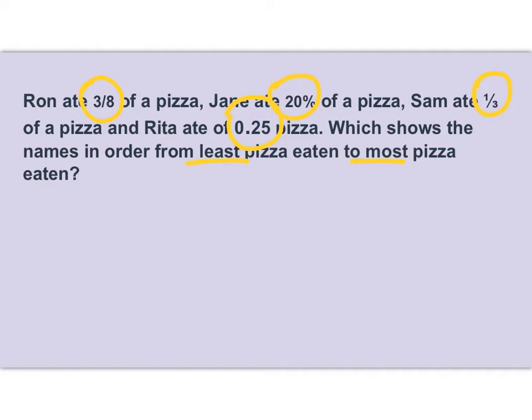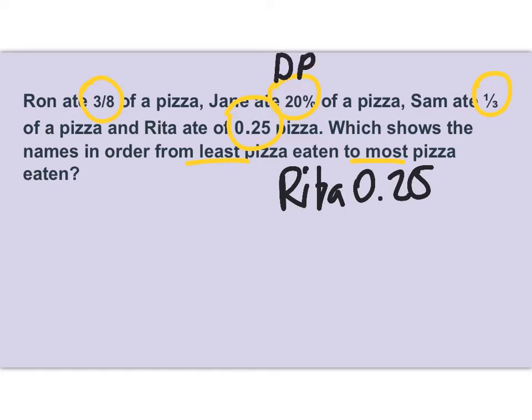So I'm going to look at these and I'm going to put them in decimal form. So I'm going to start with what I know. I know that Rita ate 25 hundredths of a pizza. I know the next easiest one to work with would be 20%, because I can use Dr. Pepper. And I can move my decimal 2 places to the left to get a decimal, and that is 20 hundredths. And this was Jane.